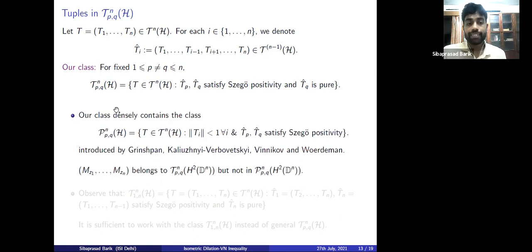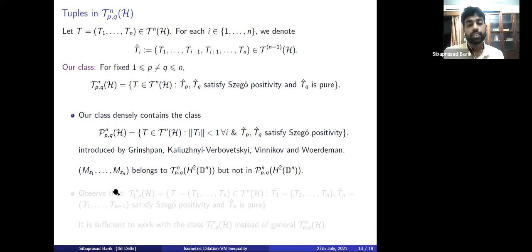Also, this class densely contains the class of Vinnikov and collaborators, and their class is denoted by P_{pq,h}, which is the set of all n-tuples of strict contractions such that T_p-hat and T_q-hat satisfy Szegő positivity. So observe that the Szegő positivity conditions are the same for both classes. The difference is that they consider strict contractions. Instead of that, we consider that one of the sub-tuples is pure. Since strict contractions are already pure, their class is contained in our class τ_n^{pq,h}, and the containment is dense and also proper.